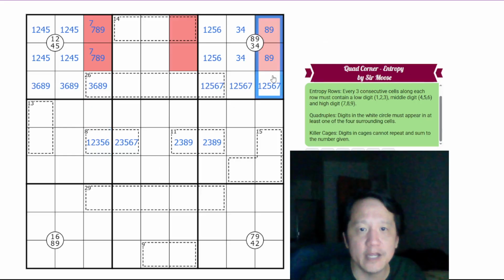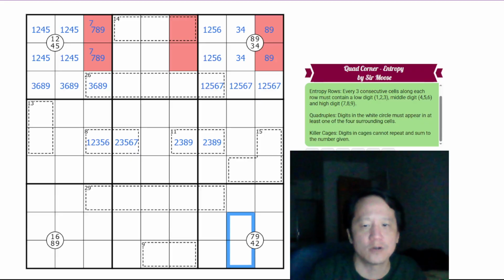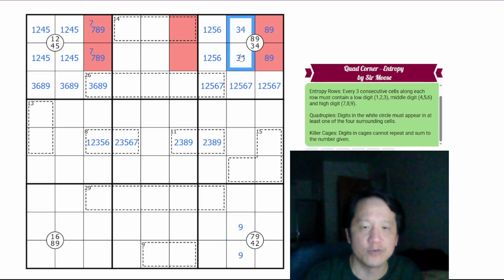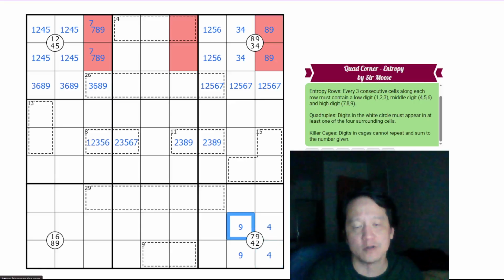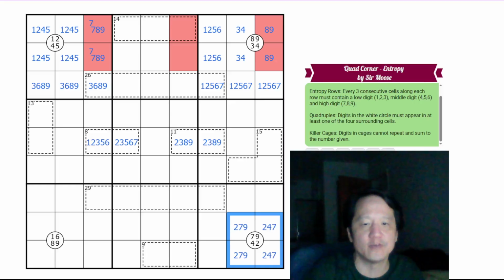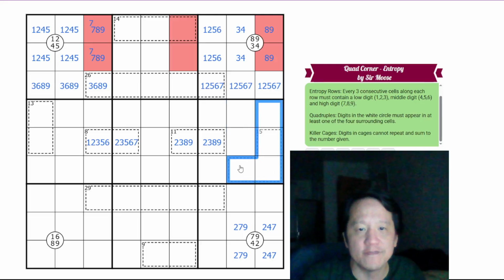Also, we know 8 and 9 are here, so this cannot be 9 here. So around this quad cell, 9 has to be here. And this can't be 3 or 4 because of 3 or 4 in the column. So we know 3 or 4 has to be here, surrounding this quad cell. So then we don't know where the 2 or the 7 have to be. Where are the 3, 9, and 4 then in column 7?